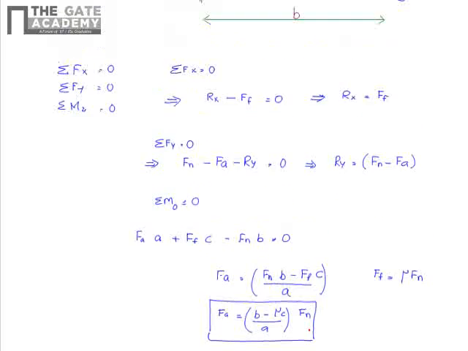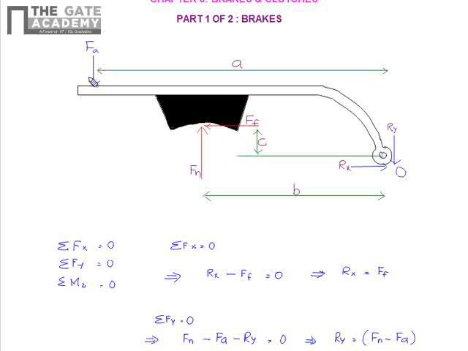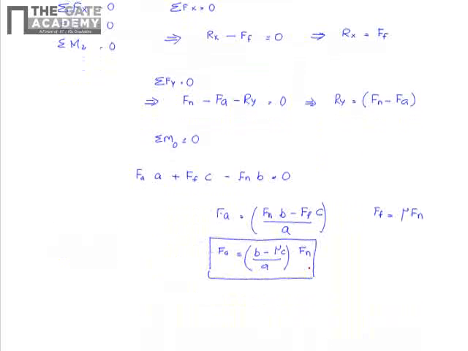So my actuating force will be (B minus mu C) by A into Fn, where everything are geometric parameters. B is the distance between the normal force and the hinge point, A is the distance of the actuating force from the hinge point, and C is the distance of the frictional force from the hinge point, and Fn is the normal force acting on the rotating body. So this is the actuating force.